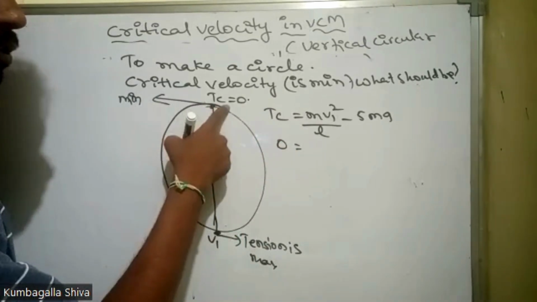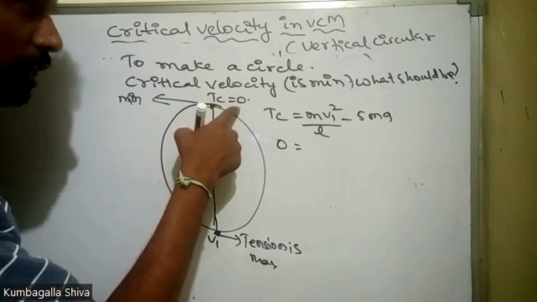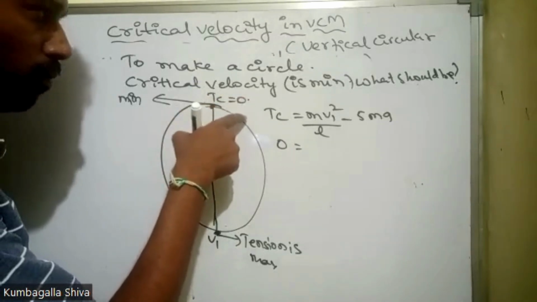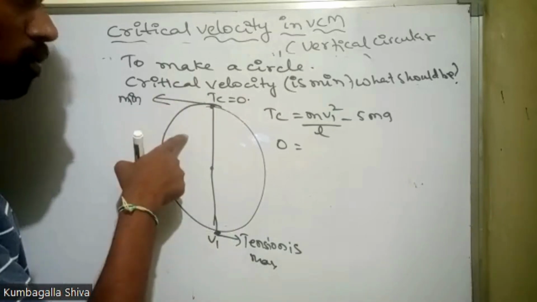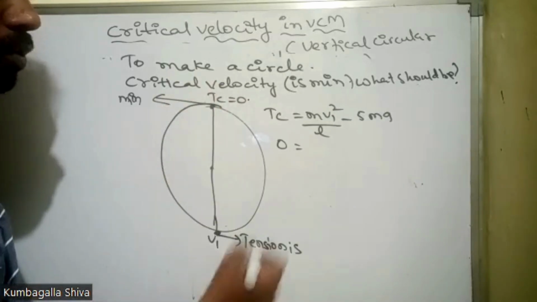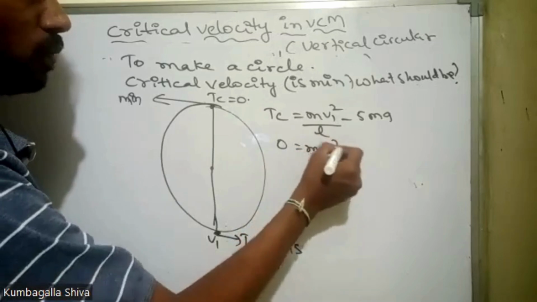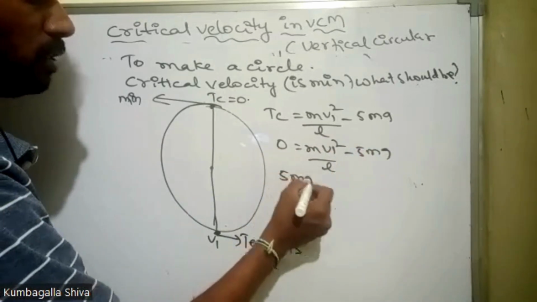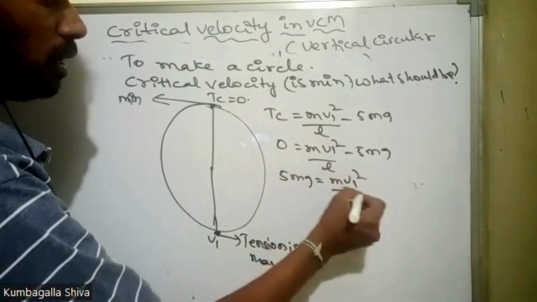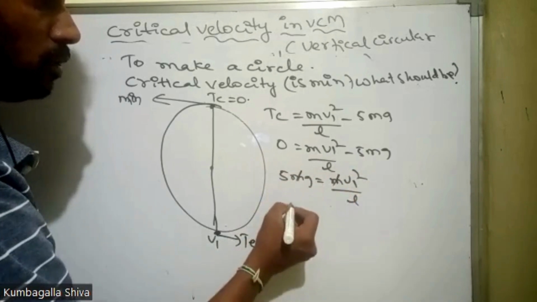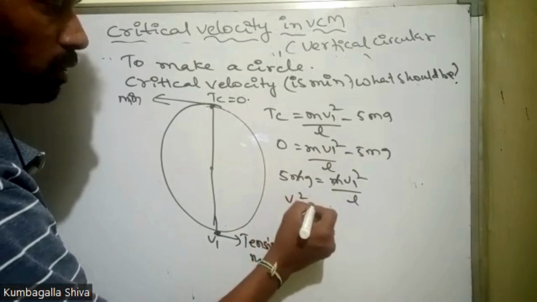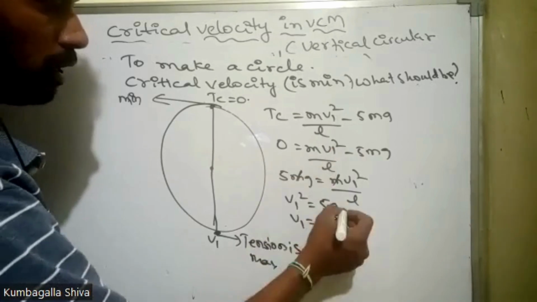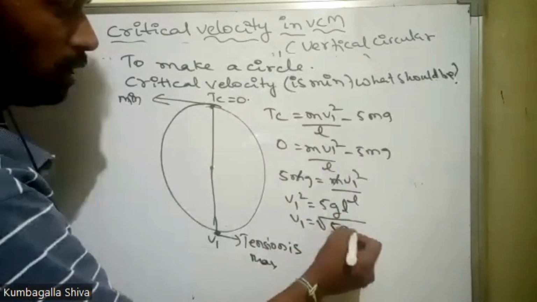Because TC is equal to 0, this is the condition we are finding for a body to make a circular motion. We are making tension equal to 0. And what you get here is mv1 square by L is equal to 5 mg. Transposing 5 mg to this side, 5 mg is equal to mv1 square by L. m cancels. You are getting v1 square is equal to 5gL, and v1 is equal to root 5gL.